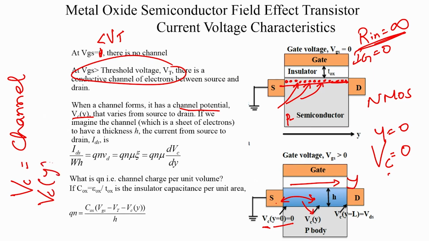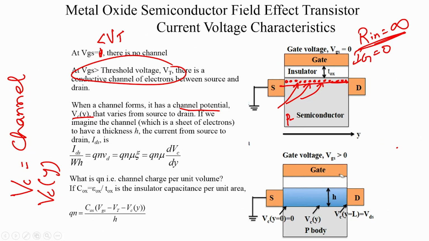varying with y, and as you go to the drain, as you approach the drain side, the potential here is going to be the same as the drain potential, and therefore, at y equal to L, which is the channel length, Vc is going to take a value of Vds, which is the drain to source voltage, because all these potentials are measured with respect to the source. So, you are going to keep one probe there, another probe here, and this potential difference is Vds, all right. So, that is your channel potential.